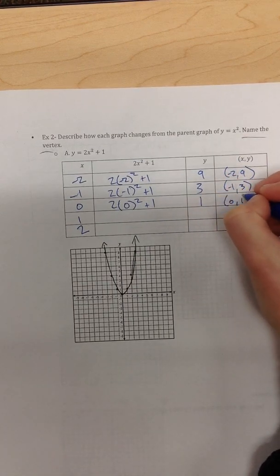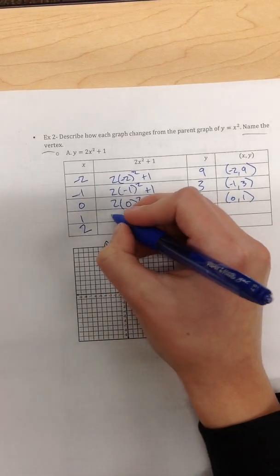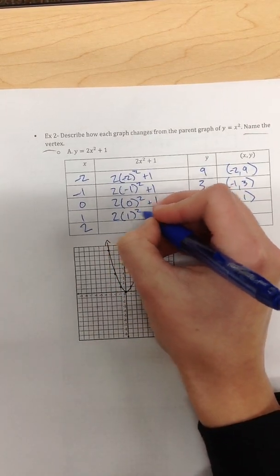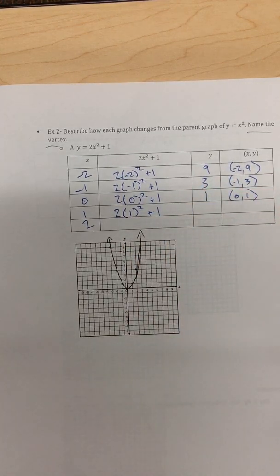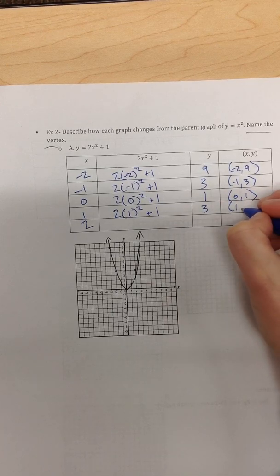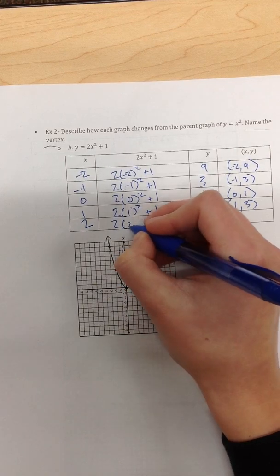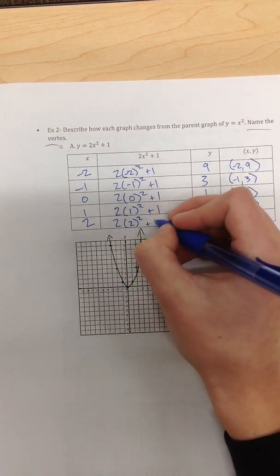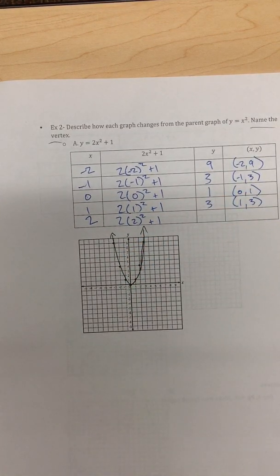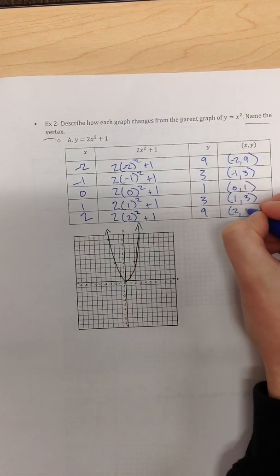So 0, 1. And then next is 1. So 2 times 1 squared plus 1. 1 squared would be 1, times 2 is 2, plus 1 is 3. So 1, 3. And then 2. 2 squared plus 1: 2 squared is 4, times 2 is 8, plus 1 is 9. So 2, 9.